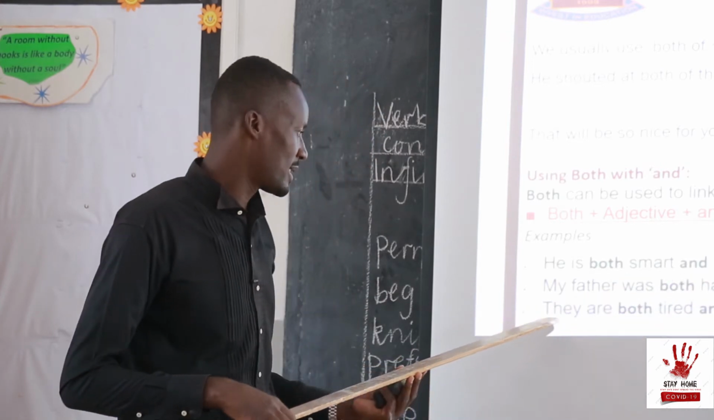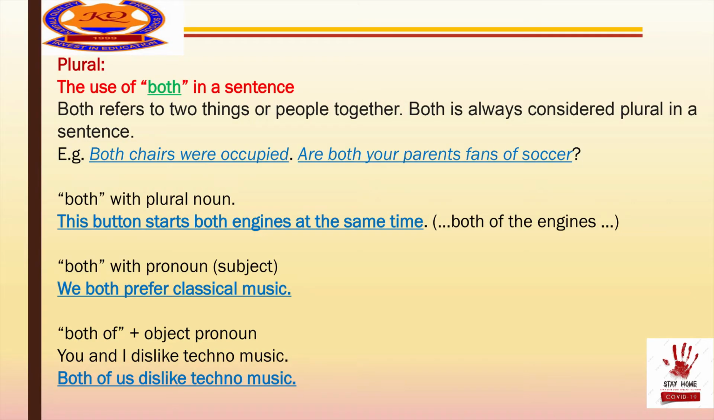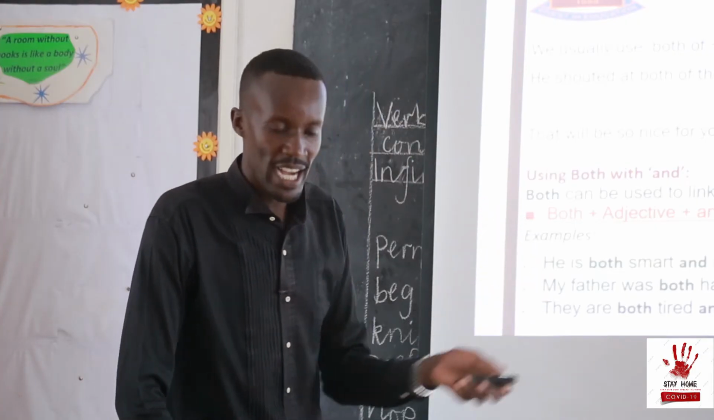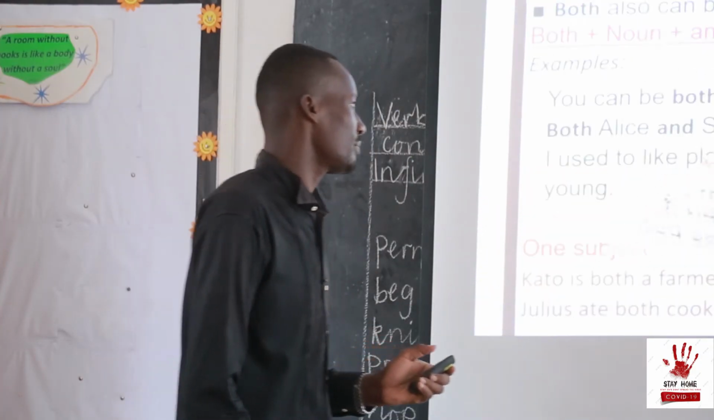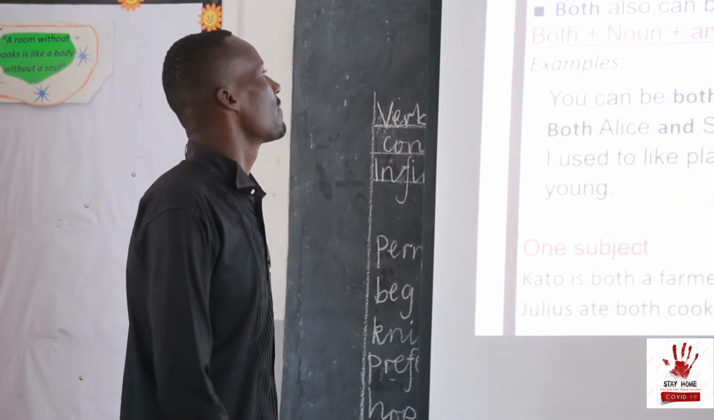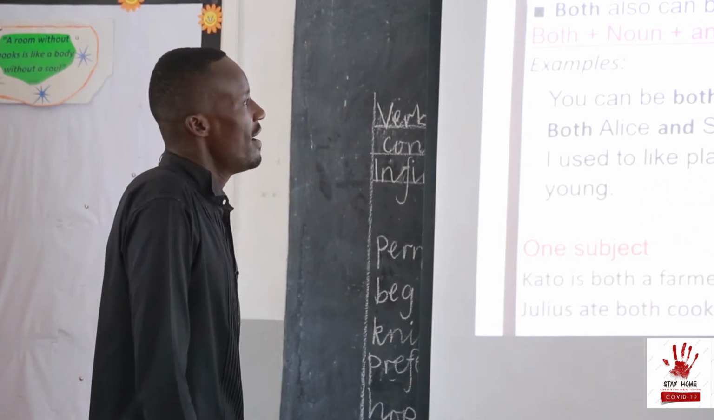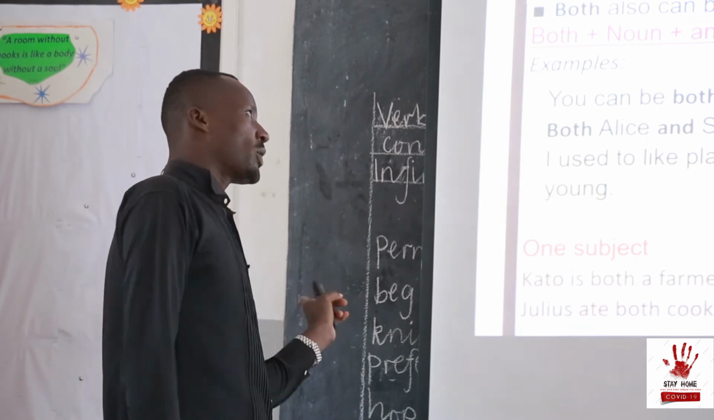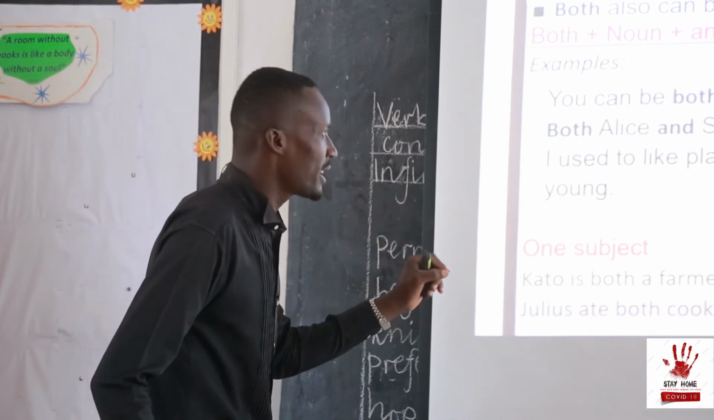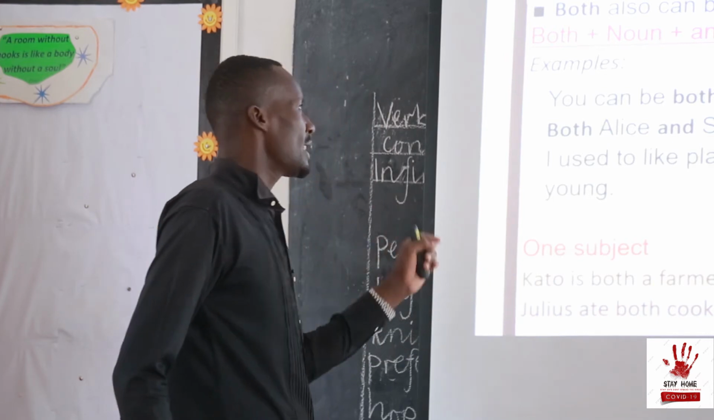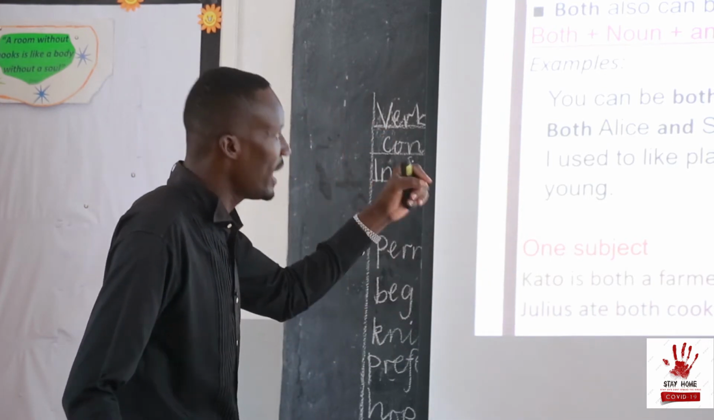Let us see this one. They are both tired and hungry after shopping. In other words, after shopping, they were hungry. They were also tired. So I say, they are both tired and hungry after shopping. Aha! We looked at using both with an adjective and another adjective. Now let us look at both with a noun and another noun.